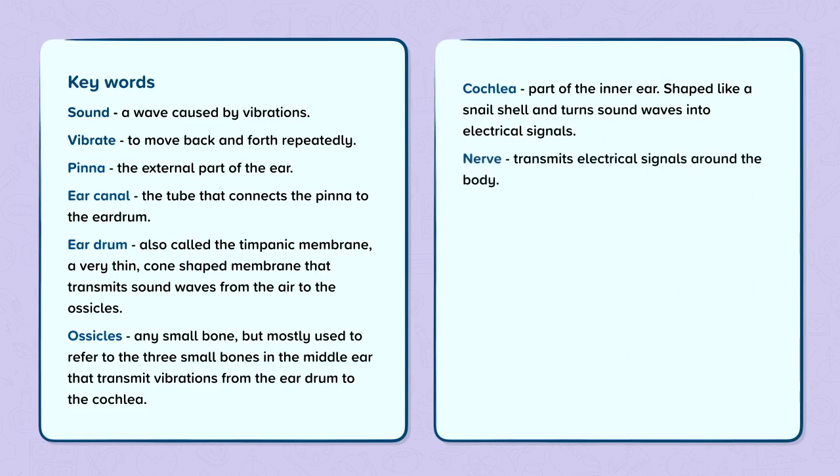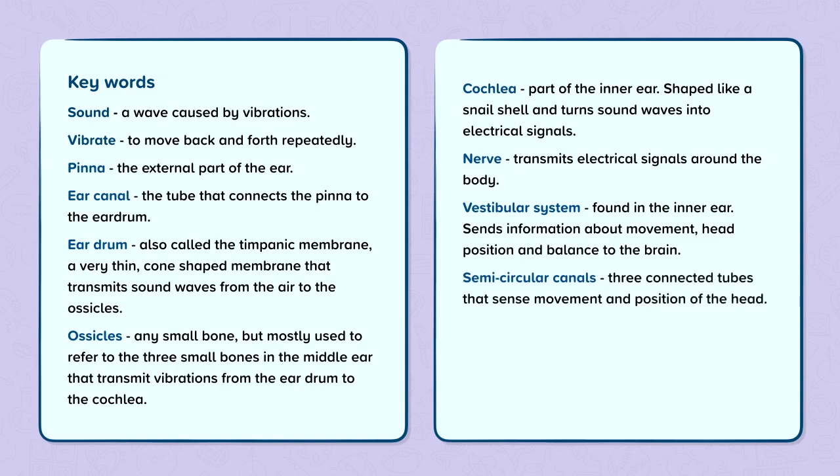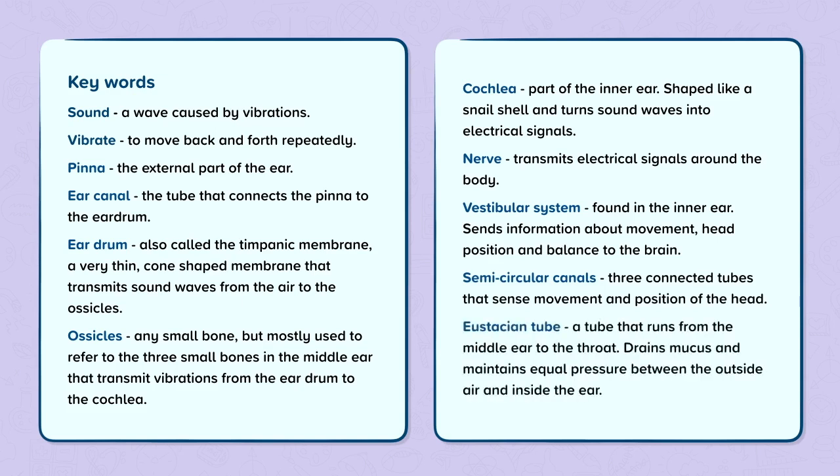Nerve, transmits electrical signals around the body. Vestibular system, found in the inner ear, sends information about movement, head position, and balance to the brain. Semicircular canals, three connected tubes that sense movement and position of the head. Eustachian tube, a tube that runs from the middle ear to the throat, drains mucus and maintains equal pressure between the outside air and inside the ear.